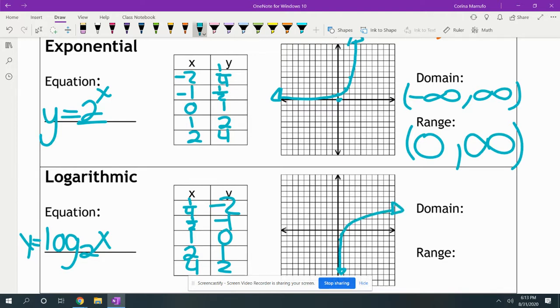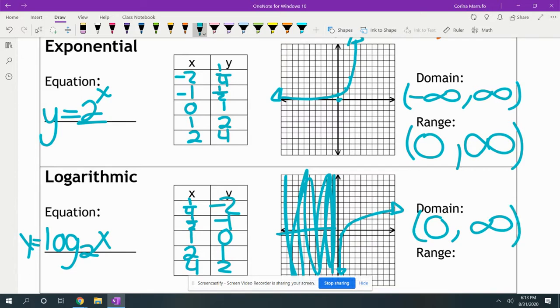And so if you notice, it does not go to your negative x values. Your graph is nowhere here. Okay, it's kind of like this section is blocked off. So it goes from 0 to infinity. And then our range is how low our graph goes and how high it goes. So it continues to go up in both directions. So negative infinity and positive infinity.